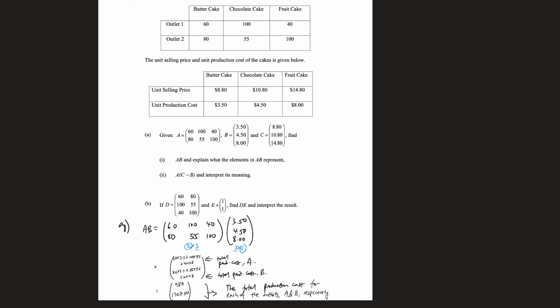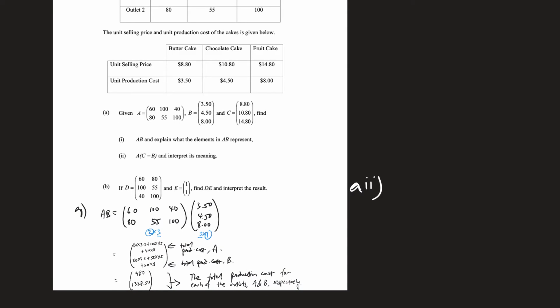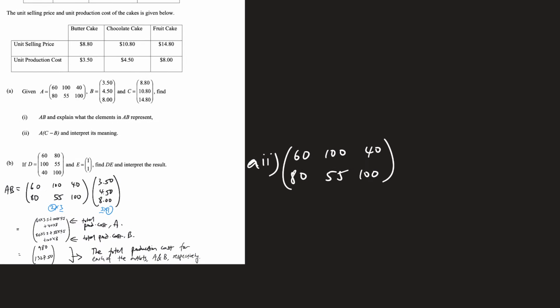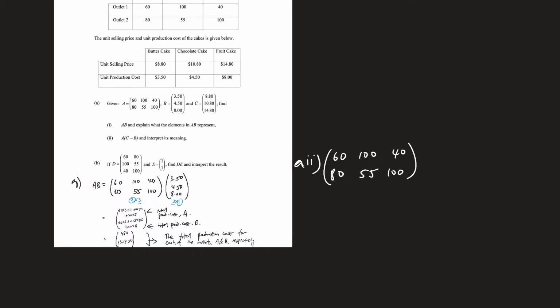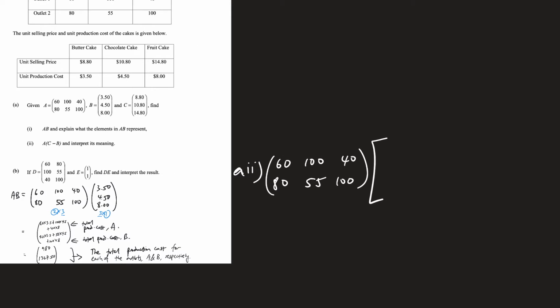Just going to do it here. A times C minus B, and interpret the meaning. That's pretty cool, but let's just write it down first. Quite different from some of the usual questions you've seen. Usually they don't have addition or subtraction in it. And this is A, and there's a bracket there, so I'm going to put a bigger bracket, and C minus B is going to have to be done first.